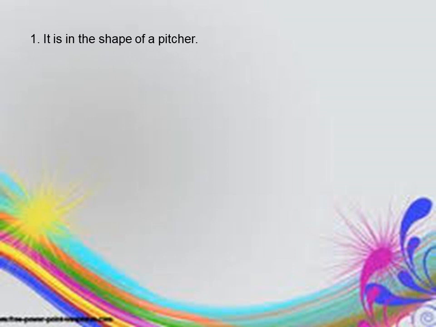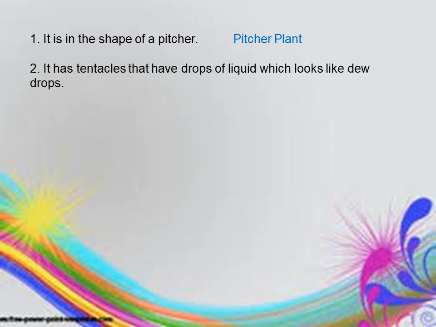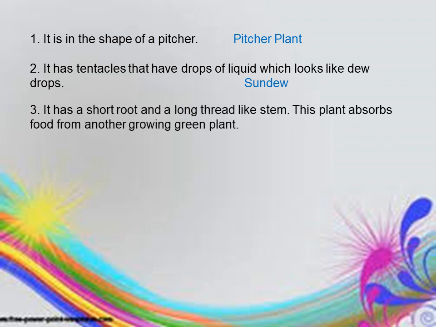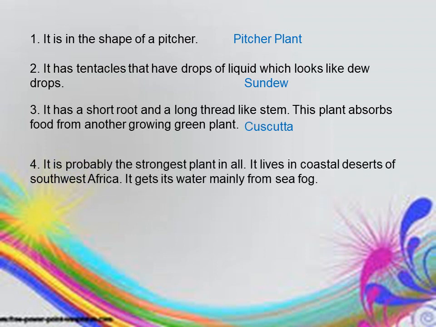Now let's find out what we call this. So let's see. It's in the shape of a pitcher. What is it? Yes, it's pitcher plant. It has tentacles that have drops of liquid which look like dew drops. What is it? Sundew. The next one. It has a short root and long thread-like stem. This plant absorbs food from another growing green plant. Yes, it's cuscuta.